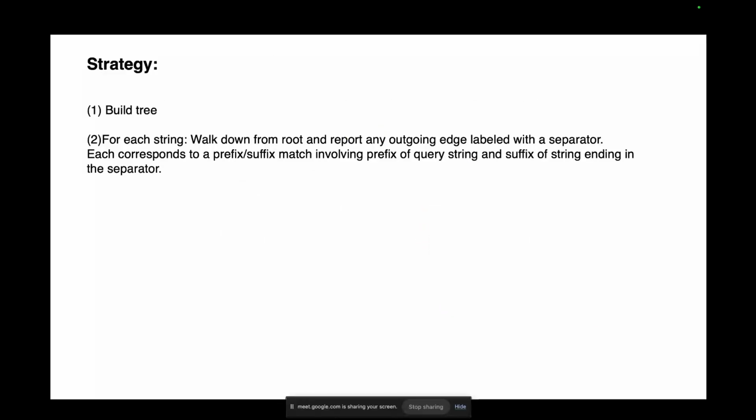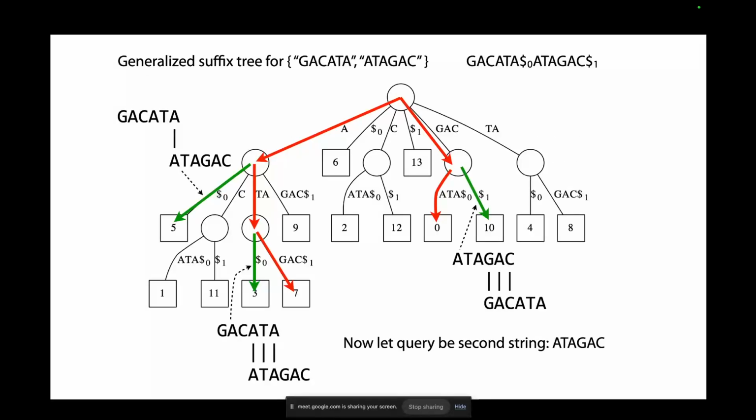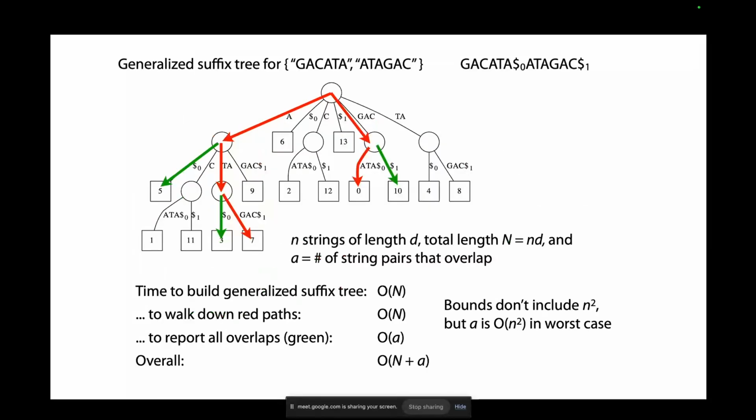The basic idea is that you build the tree or the graph, and for each string you walk down from the root and report any outgoing edge labeled with a separator, and each path will correspond to a prefix or suffix match involving a prefix of a query string and the suffix of a string ending in the separator. So that is the basic idea. You start with a node, you have multiple paths to walk, you walk all the nodes, you have some scoring system, and you get the least one. Okay, and these are other examples.